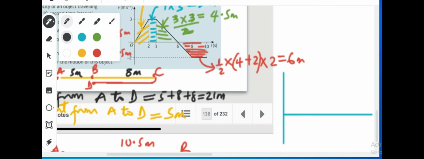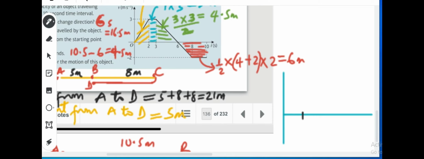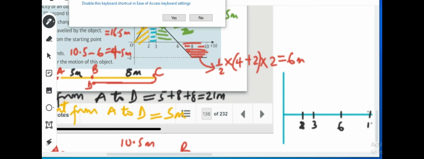Represent 2 here, 3 here, then 6 here. No, it's too far. 6 here and 10 here. This is now speed against time.